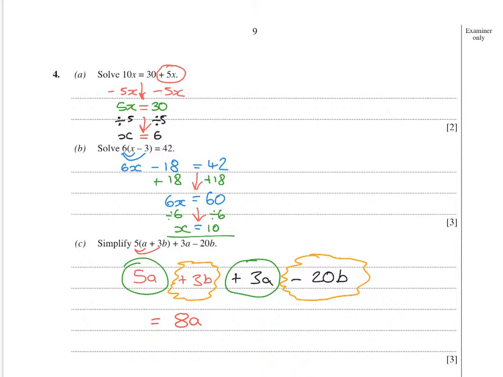So this is like me having 3 quid. I want to buy something for 20 quid. Obviously I can't afford it. I have to borrow some money. How much do I need to borrow? I need to borrow 17 quid, 17b. But because I need to borrow it, it's minus. That's one way of thinking of it.